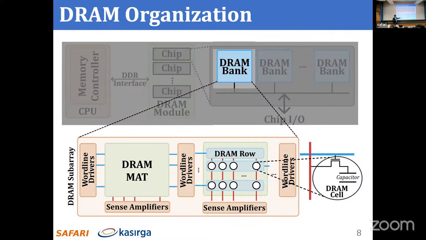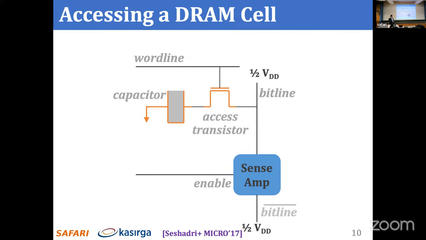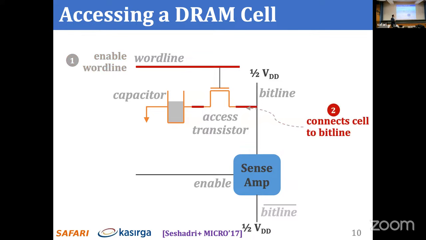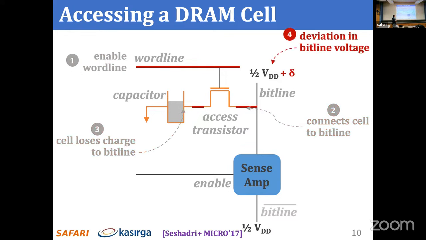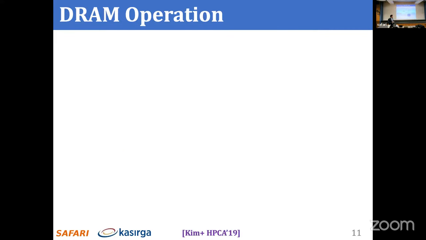Now, this is a simplified diagram of a cell. And we already know how to access this cell. Basically, we send an activate command that will enable this word line. And once you enable the word line, the capacitor shares its charge with the bit line. This will cause the bit line voltage to deviate towards the direction of the value in the cell. And we will enable the sense amplifier at some point. This will amplify the voltage deviation towards the value of the cell. And this will also store data back to the cell that it lost through charge sharing.